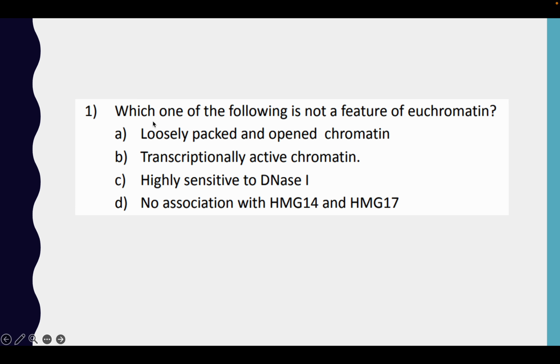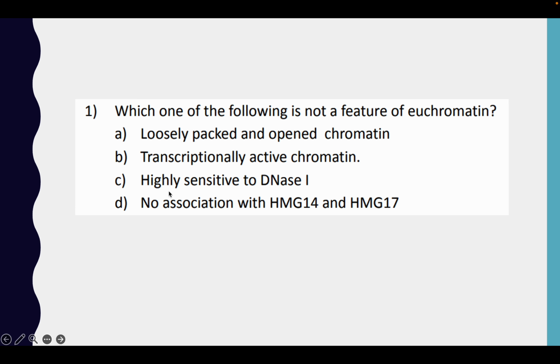So it is asking which one of the following is not a feature of euchromatin. Loosely packed and open chromatin is correct. Transcriptionally active is also correct. Highly sensitive to DNase I. Do you know what DNase I is? DNase I is an enzyme which degrades DNA.